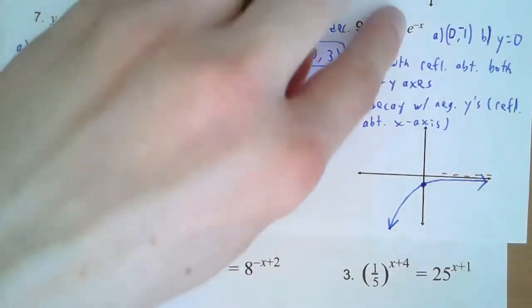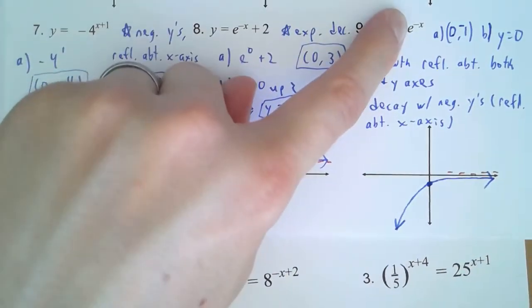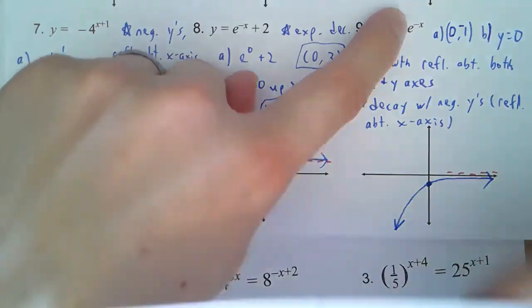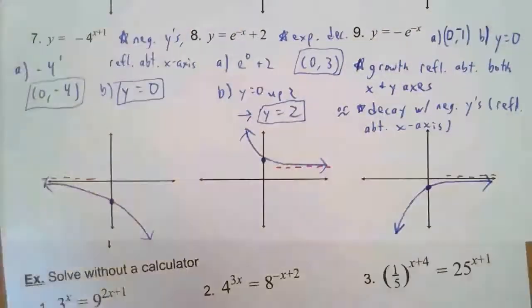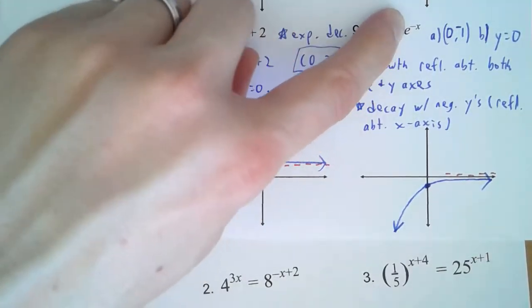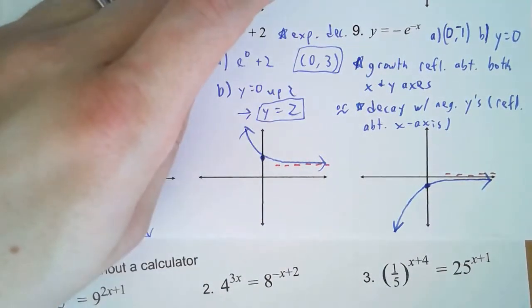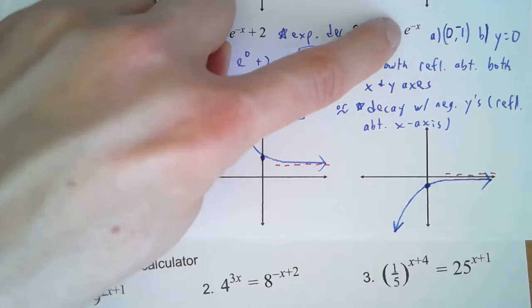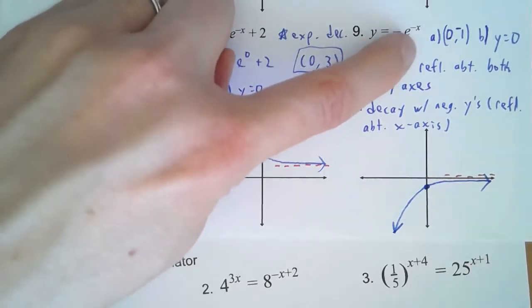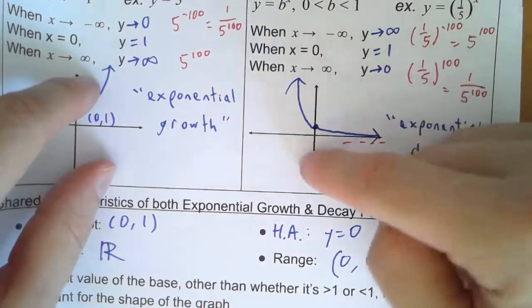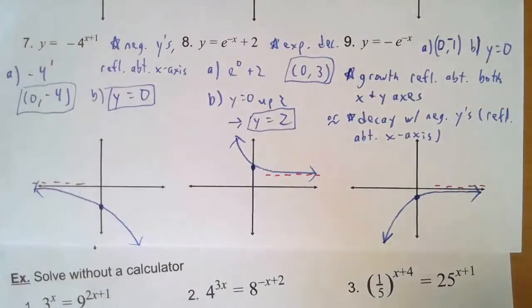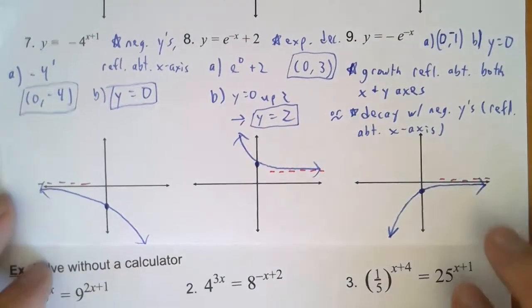Or you could say that e to the -x is exponential decay, and so you could start with the exponential decay graph, and then from the exponential decay graph, reflect across the x-axis, make the y's negative. That negative out front would make the y's negative. So we could take exponential decay, change the y's between positive and negative, and get that graph.